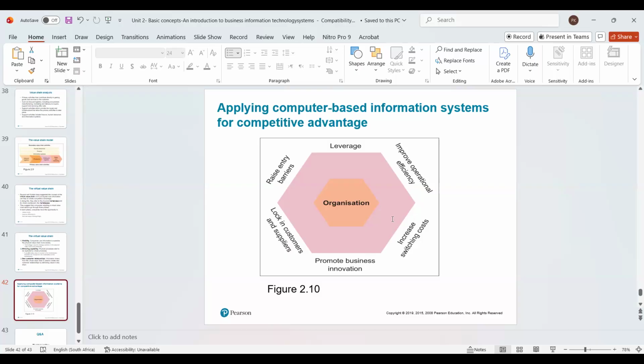So these are all competitive strategies that can be put in place using technology by an organization to gain competitive advantage over your competitors in the business environment. And this is a typical description of what the virtual value chain organization or business is all about.